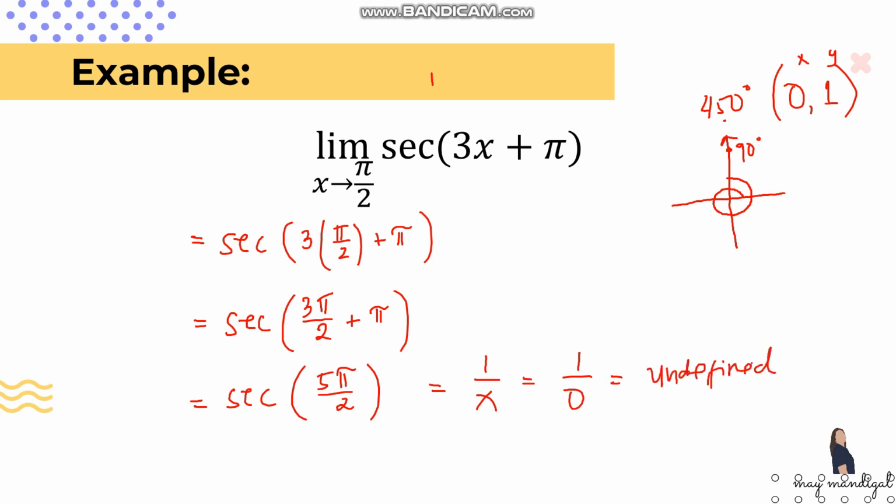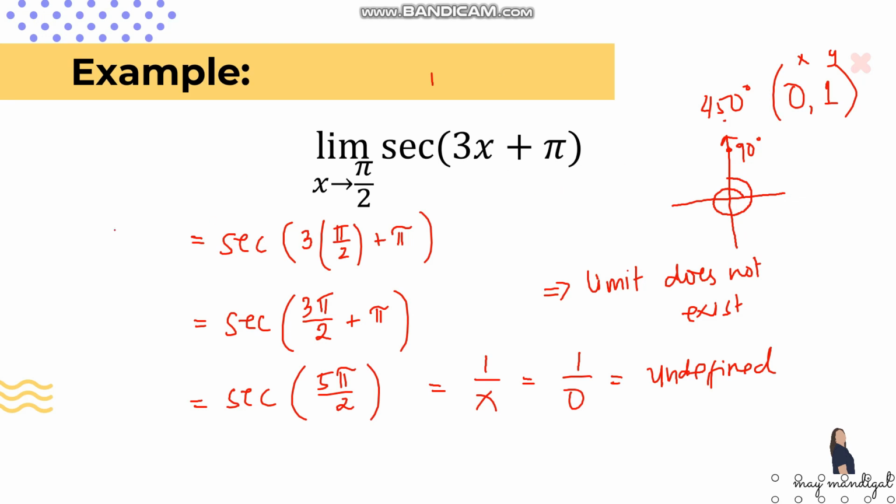Now if it is undefined, that means the limit does not exist. Because if you will check the graph of this, from the left and from the right, they are going to different directions. So they will not meet at a certain point. So that's why the limit here does not exist. So if it becomes undefined, after you substitute the value of x, that means the limit does not exist.